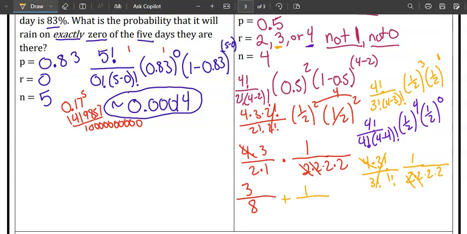1 out of 4. And then for this expression, the purple one, the 4 factorials cancel. This is 0 factorial, which is just 1. We add these, get 1 over 2 to the 4th power. It's 1 over 16.